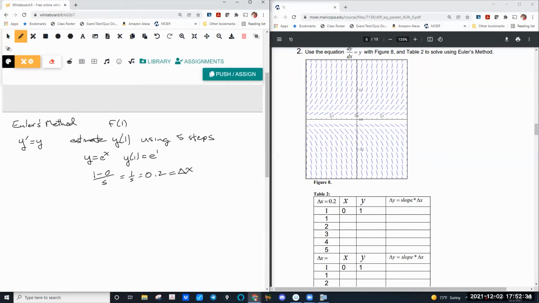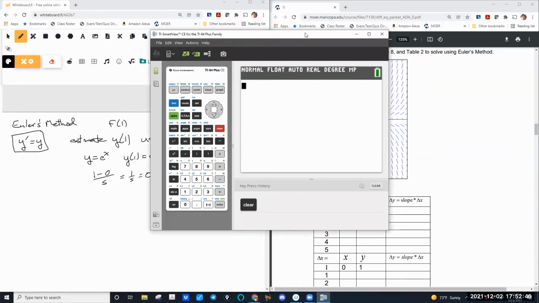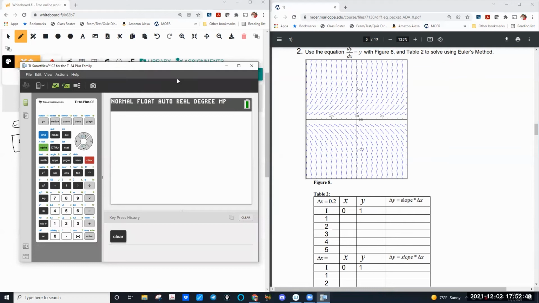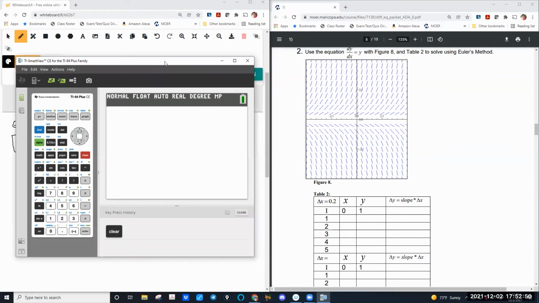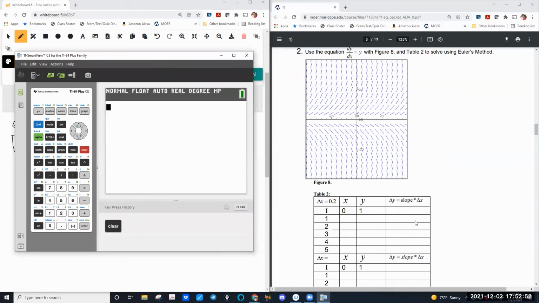All right. Now remember where your slope comes from. It comes from your differential equation. Okay. So let's see what this looks like. And guys, feel free to ask questions because there is usually an Euler's method problem on the exam. We'll use the calculator. I'm just going to write on this worksheet.